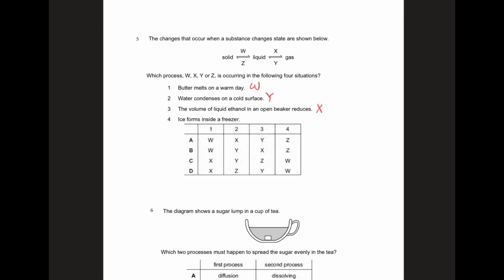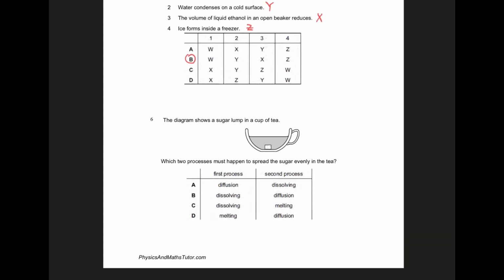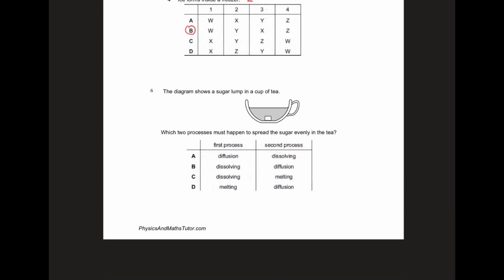It's Z. Okay. So from here, we choose the correct answer. So that should be B. Okay. So now let's see number 6. The diagram shows a sugar lump in a cup of tea. Which two processes must happen to spread the sugar evenly in the tea?